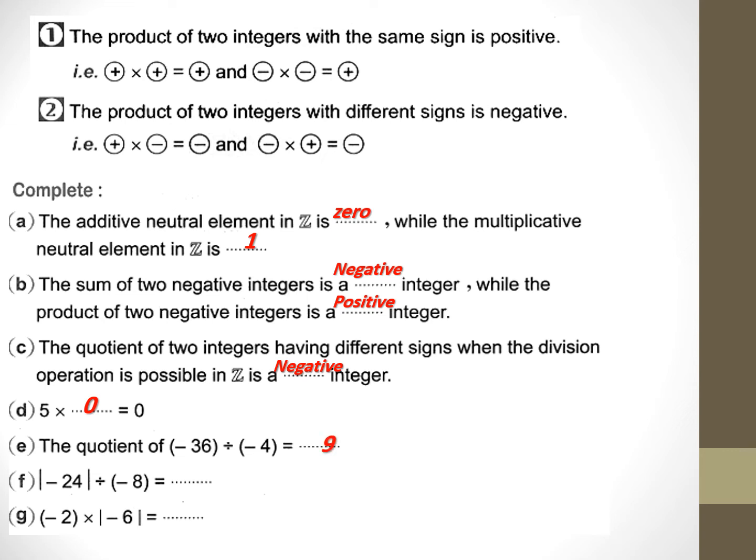Absolute of 24 is positive 24. Divided by negative 8, positive divided by negative equals negative. 24 divided by 8 equals 3, then it will be negative 3. Negative 2 times absolute of negative 6. The absolute of negative 6 equals 6. So negative 2 times 6 equals negative 12.